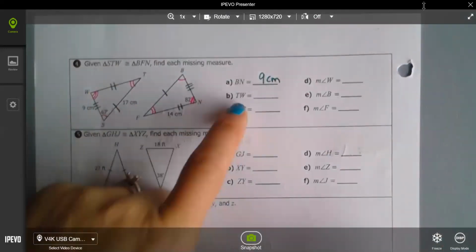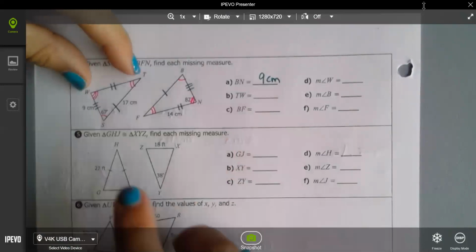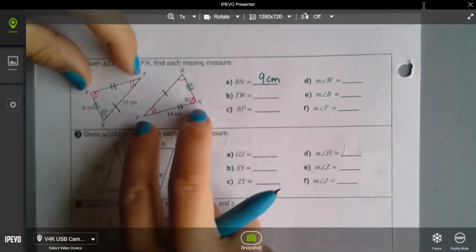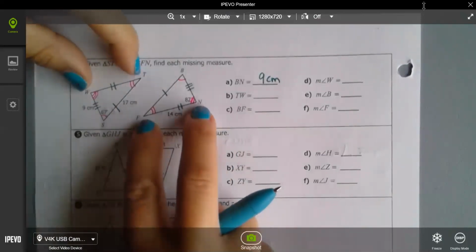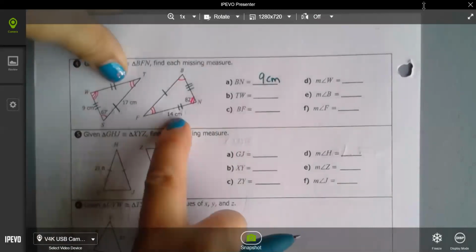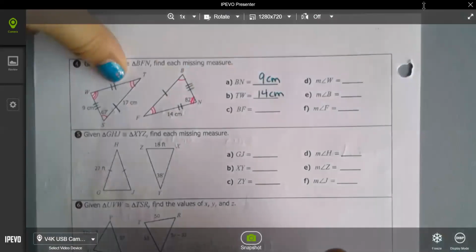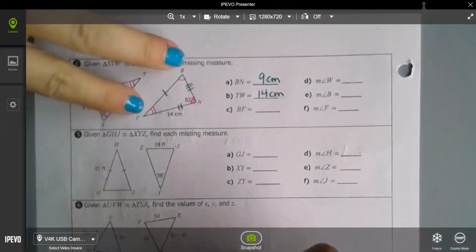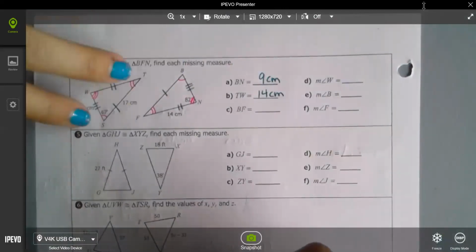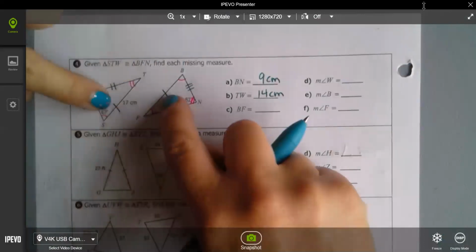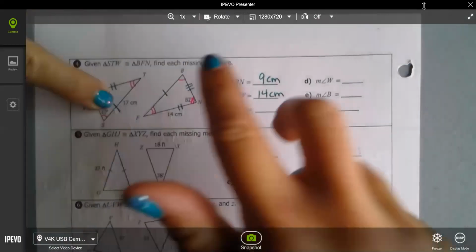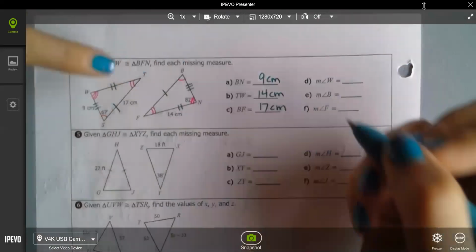All right, now I go to TW. So TW is right here, it's got 2 lines. So I find my 2 lines. So that means that both of those are congruent. They have to be 14 centimeters long. BF has 1 line, so I go to 1 line. That means that those 2 are congruent. They both have to be 17 centimeters.